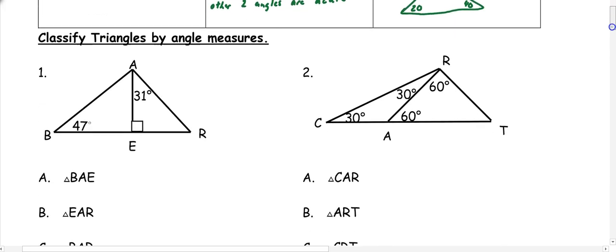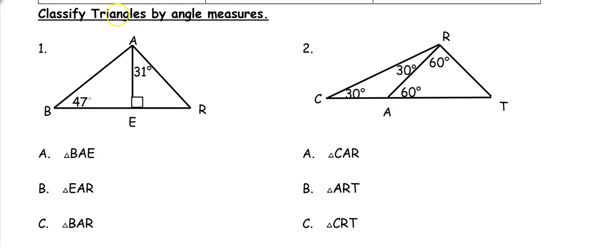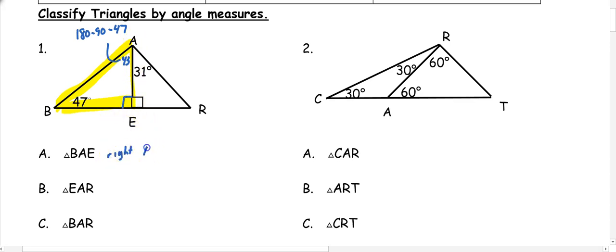So let's classify the triangles by angle measure. The first triangle that we want to look at is BAE, so triangle BAE. Right now I need to fill in the remaining angles that are missing. I know if I have one right angle, next to it has to be a right angle because it's forming a straight line. To get the angle on the top, I can take the two angles I have, 90 and 47, and subtract from 180. So 180 minus 90 minus 47 will get me an angle of 43 degrees. So in this case, triangle BAE, because it has a right angle, is a right triangle.